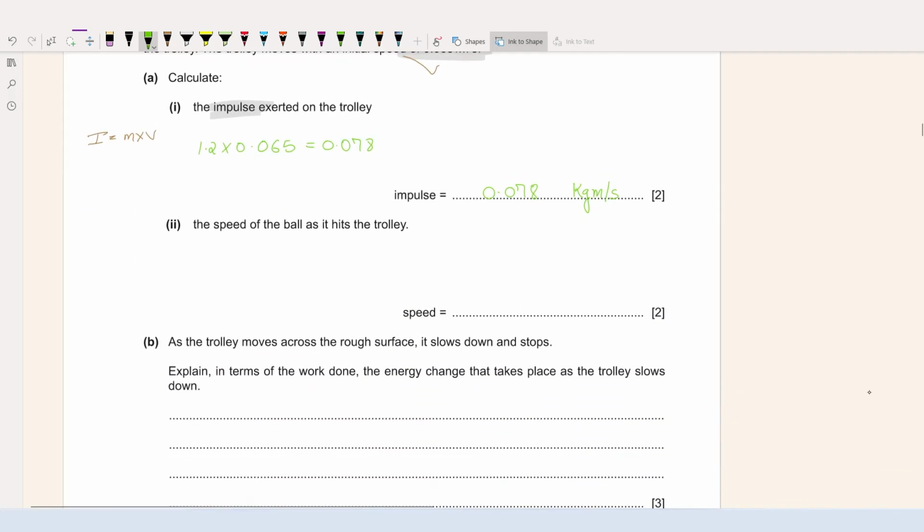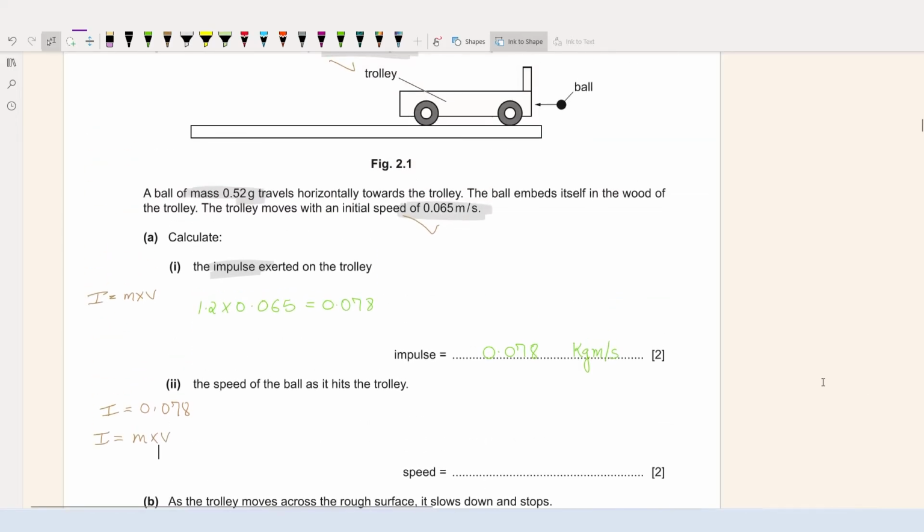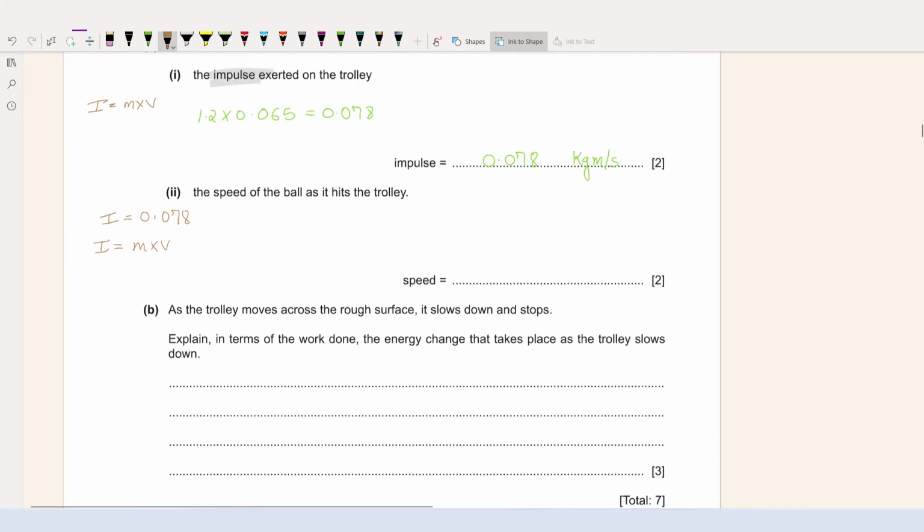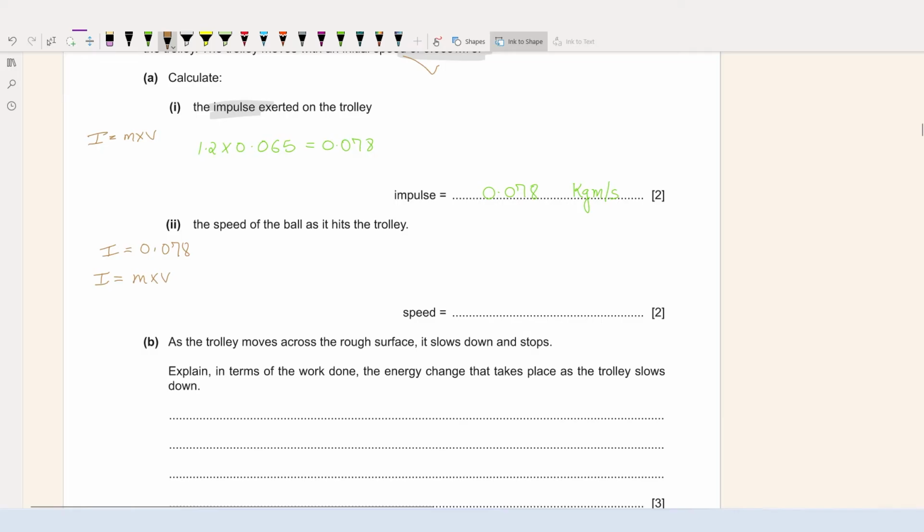The second part says the speed of the ball as it hits the trolley. We just calculated impulse in the first part. So we know the impulse is 0.078. The formula is impulse equals mass into velocity. We are given the mass of the ball here, which we have to convert into kilograms. And we need to find the velocity, which is speed. So we can rearrange this formula.